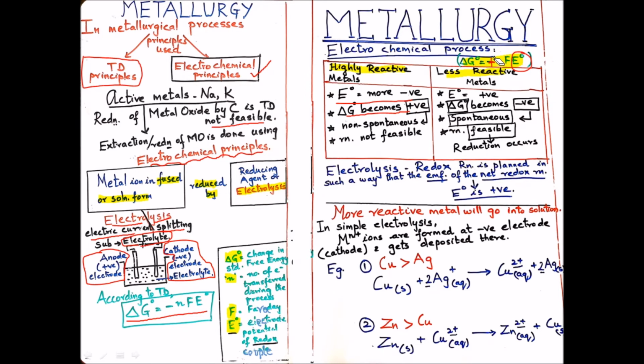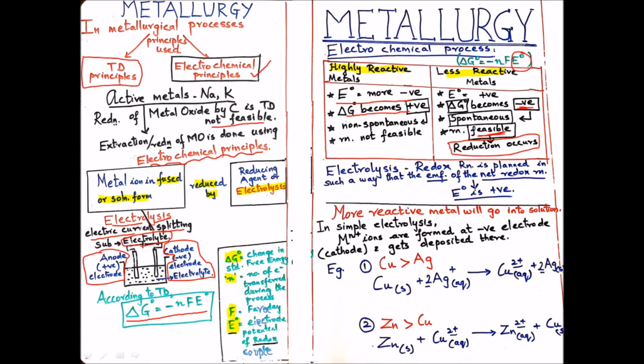Now, when we have the less reactive metals, the value of E naught will be positive. And when E naught is positive, plus into minus, delta G naught value becomes minus, negative. So when delta G naught is negative, such a kind of reaction is spontaneous and feasible. So if it is a feasible reaction, then reduction will occur or take place.